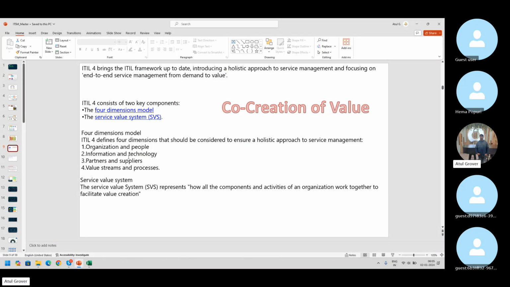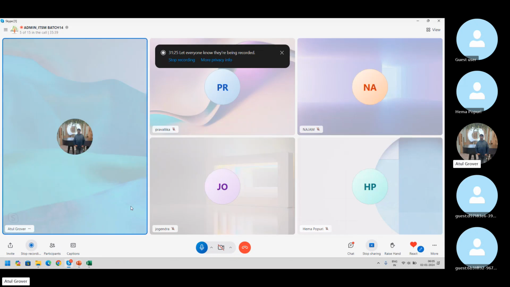Now, what is the second component? It's called the SVS. It says how all the components and activities of an organization work together to facilitate value creation. Meaning, whatever you do, at last you need a value.